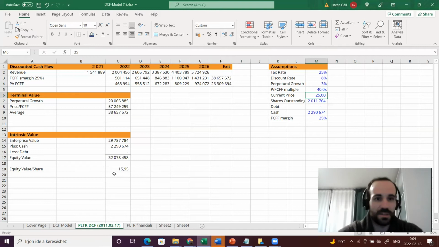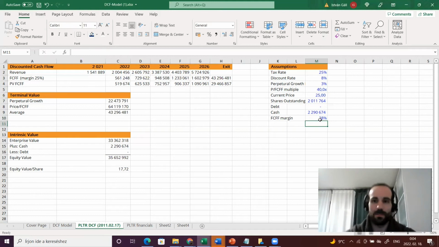In this case, Palantir's fair share price would be 16 US dollars. And let's see if additionally we also change the free cash flow margin to the current data, which is 28%. This would result in a stock price, a fair intrinsic value for the stock, of 18 US dollars.